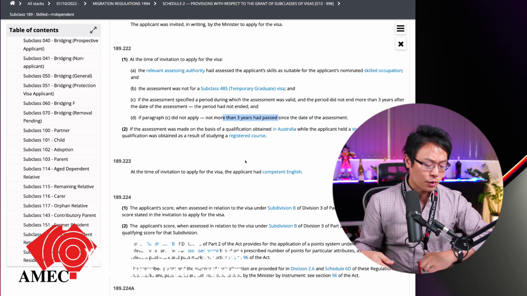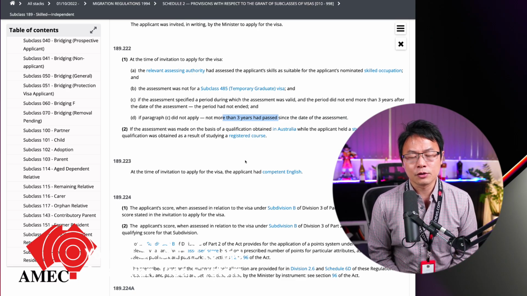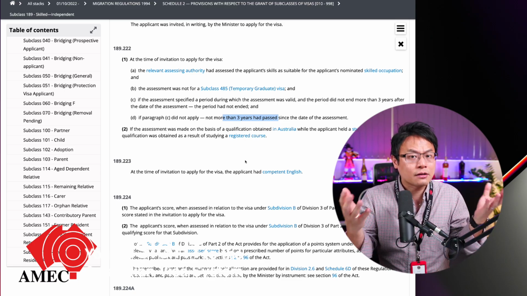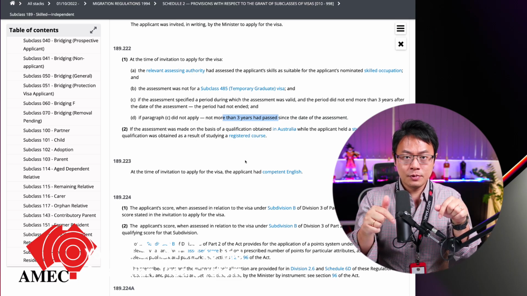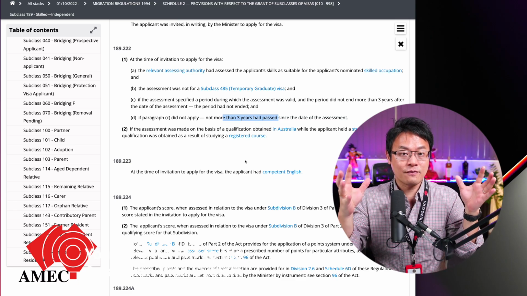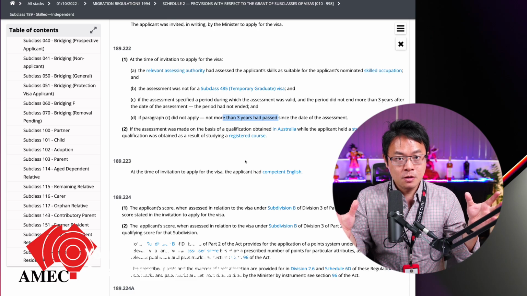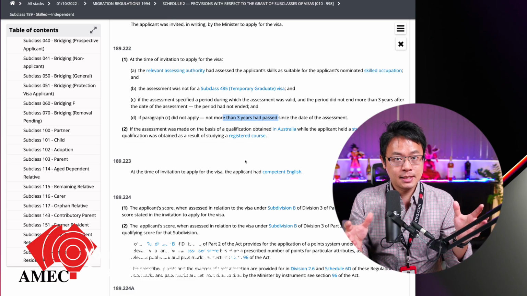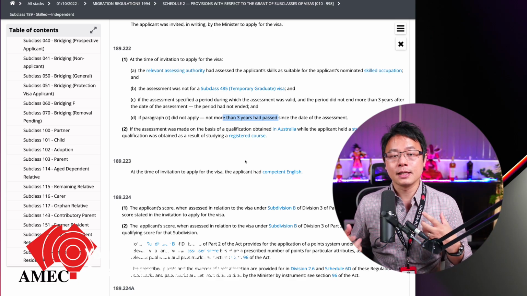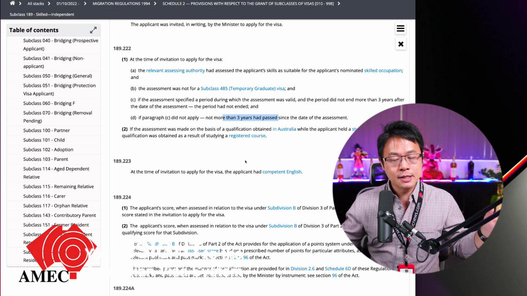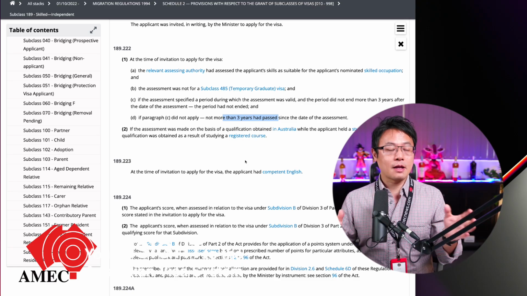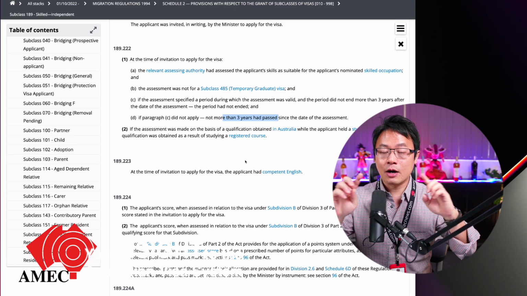For example, today is the 13th October 2022. I received an invitation. So my occupation picked was accountant, for example. Then at that time, today, 13th of October 2022, do I have a valid skill assessment? If my skill assessment was done in 2017, that means even if I got invited, it's all wasted, right? But if I have my skill assessment done in 2021, what does that mean? That means it's still valid. Then I'll pass that. I'll get that pass.